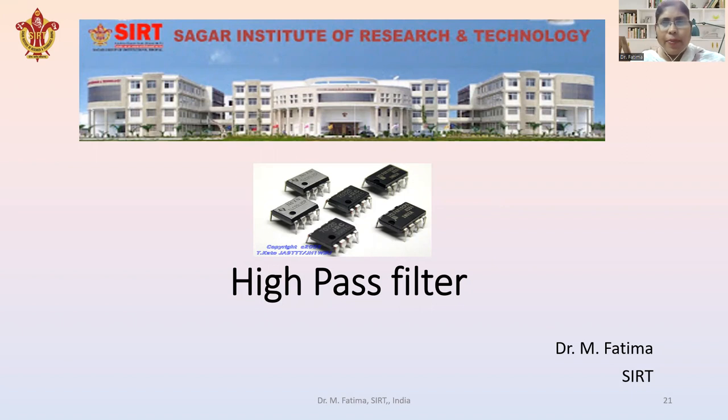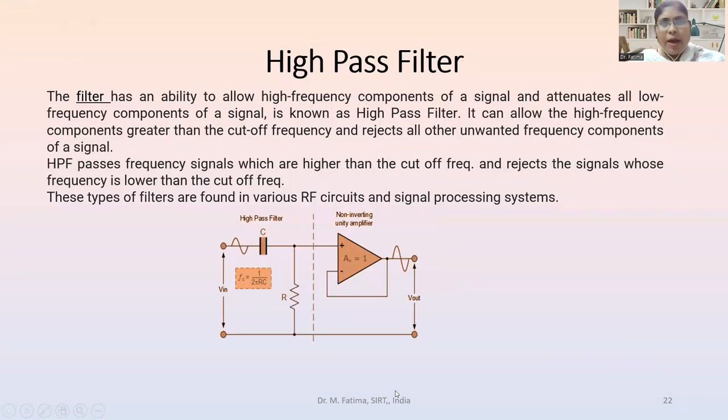Today I'm taking the high pass filter using operational amplifier. The high pass filter is a circuit which allows the high frequency signal to pass and attenuates the low frequency signal. So the high pass filter passes the frequency signals which are higher than the cutoff frequency and rejects the signals whose frequency is lower than the cutoff frequency.